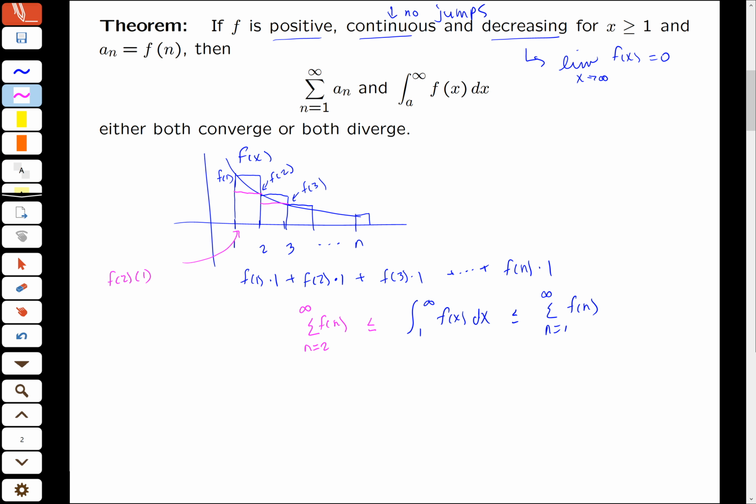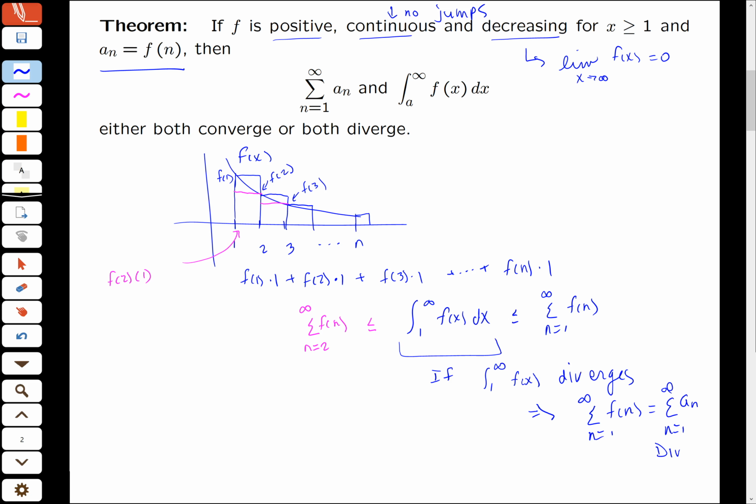So what we're going to do, if this integral diverges, then I know that the sum n equals 1 to infinity of f of n, which is my sum n equals 1 to infinity of a_n, because remember a_n is equal to f of n, has to diverge because it's bigger than an infinite value. So it's going to diverge.